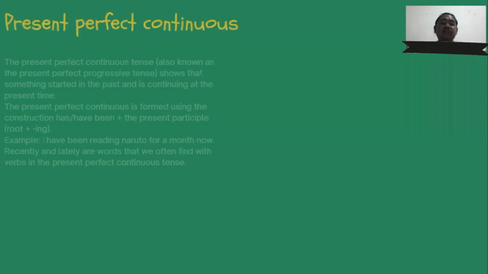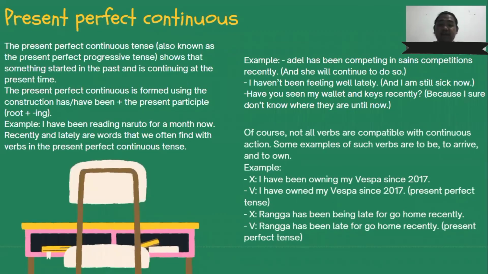And last we're gonna talk about present perfect continuous. The present perfect continuous tense, also known as the present perfect progressive tense, shows that something started in the past and is continuing at the present time. The present perfect continuous is formed using the construction has or have been plus the present participle, root plus ing. Example: I have been reading Naruto for a month now.